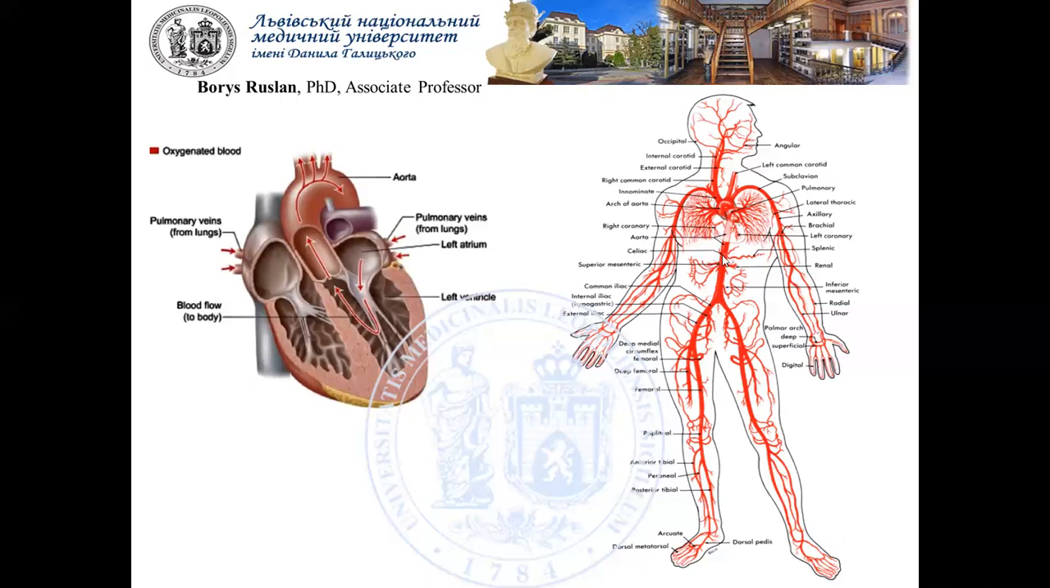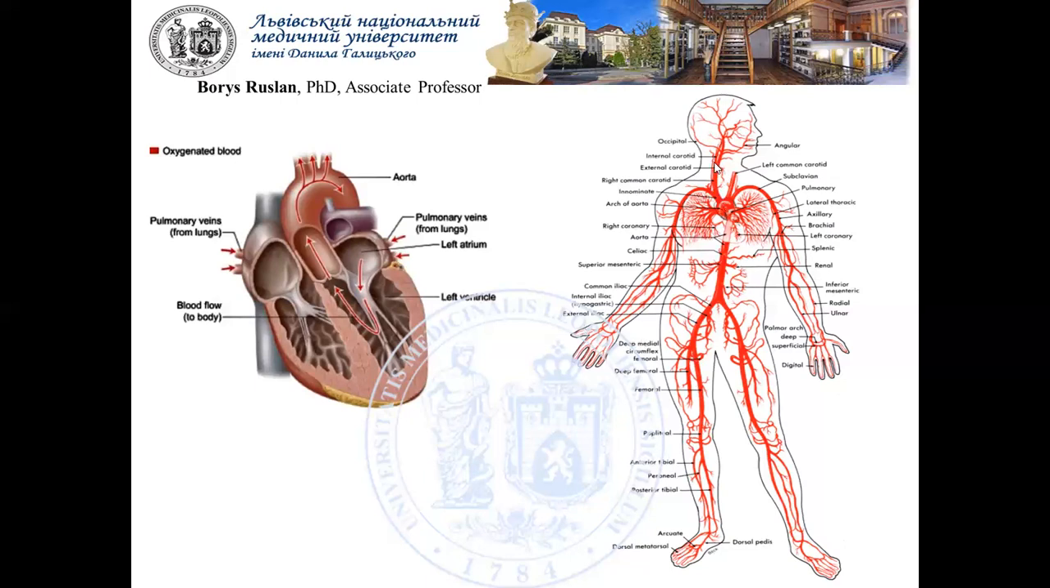Unpaired, you can see it here: the celiac trunk, superior mesenteric, and inferior mesenteric arteries. In the lower limbs, the biggest arteries are the femoral arteries, the anterior and posterior tibial arteries, and the plantar arteries, right? In the upper limbs, you can see the subclavian arteries, axillary arteries, brachial and radial and ulnar arteries, and the palmar arch, right? Blood supply of the hands.